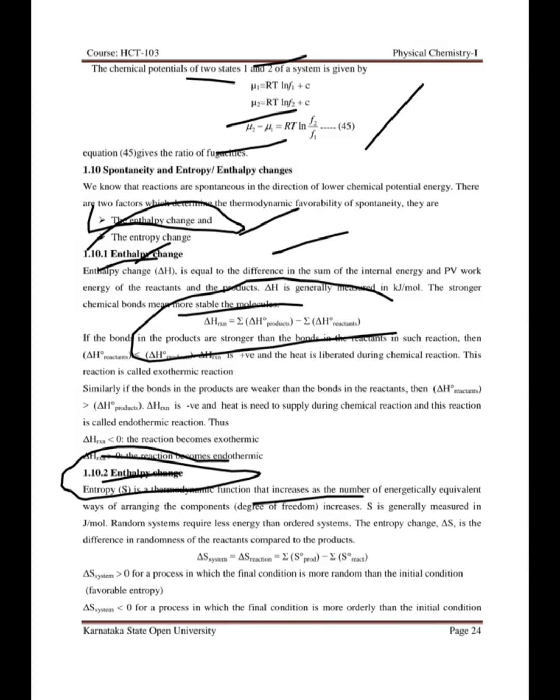The calculation of entropy change can be done by delta S system equal to delta S reaction. Again, delta S reaction is the summation of S naught of products minus S naught of reactants. If you get that, you get delta S, the entropy of the system.